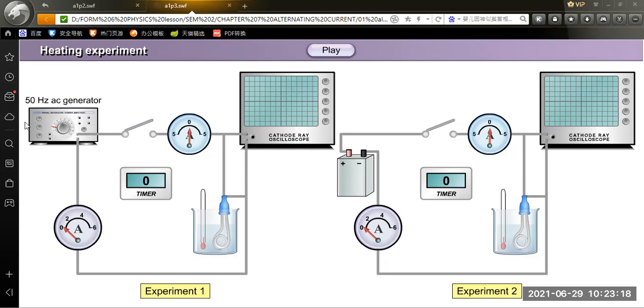This one uses the AC current, alternating current. Consider both of them with the same voltage. If this one is 10 volt, 10 watt, this one is also 10 watt. So what happens when we switch on?